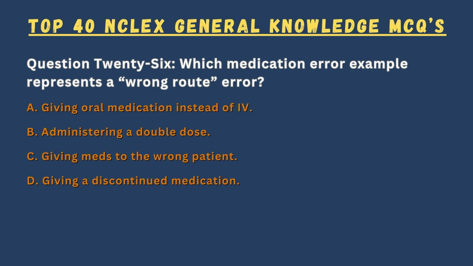Question 26. Which medication error example represents a wrong route error? A. Giving oral medication instead of IV. B. Administering a double dose. C. Giving meds to the wrong patient. D. Giving a discontinued medication. Answer: A. Giving oral medication instead of IV.